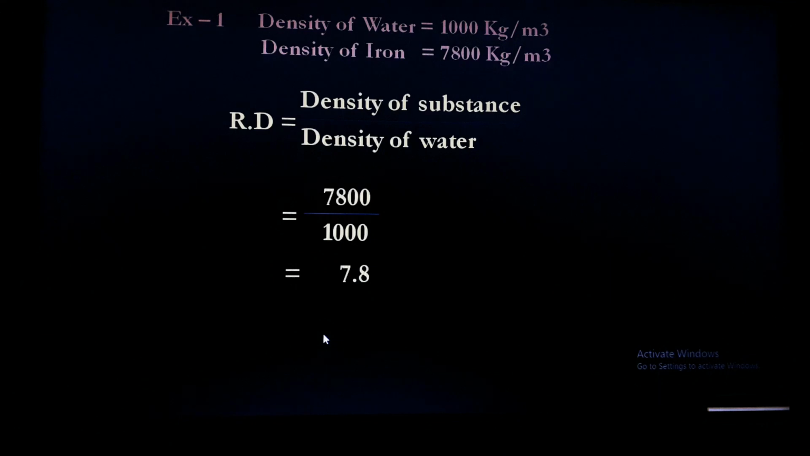This tells us another important thing. If the relative density of a substance is more than 1, then the object will sink in water. As the relative density of iron, 7.8, is greater than 1, the iron will sink in water.